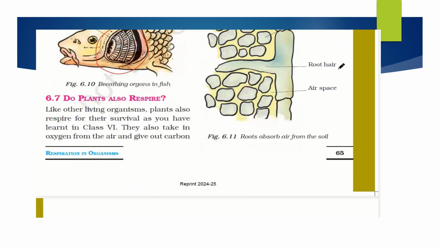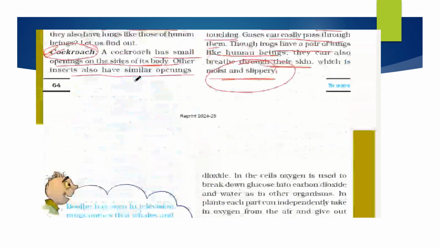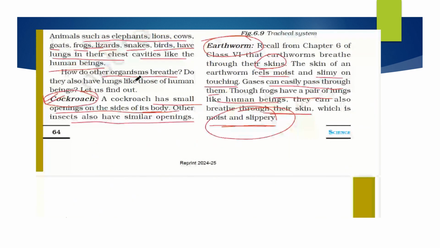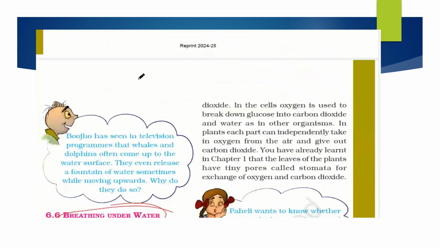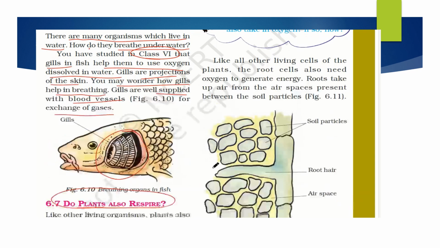So now, do all plants respire too? That is also a question in our mind, that we have spoken about gills, we have spoken about the cockroaches and earthworm, how they are breathing through spiracles, trachea, as well as the skin. So how do plants breathe, right? Like other organisms, plants also respire for their survival, as you have learnt in class 6. So just put a little bit of stress and recall that they take in oxygen from the air and give out carbon dioxide, right?